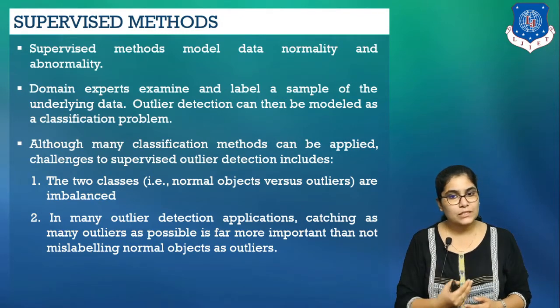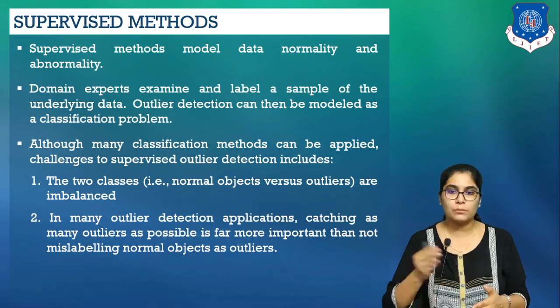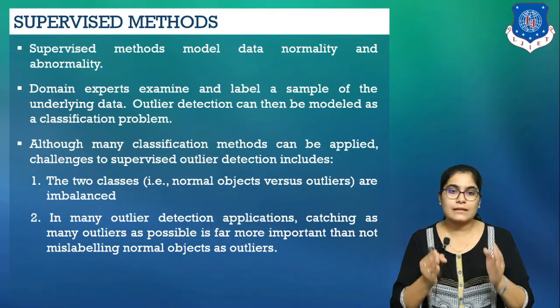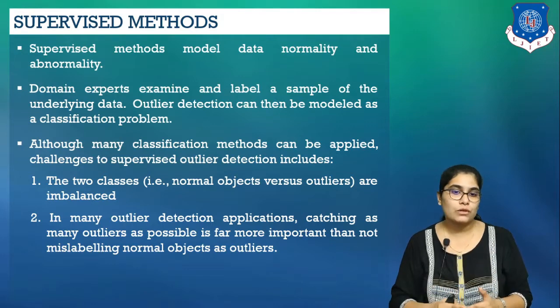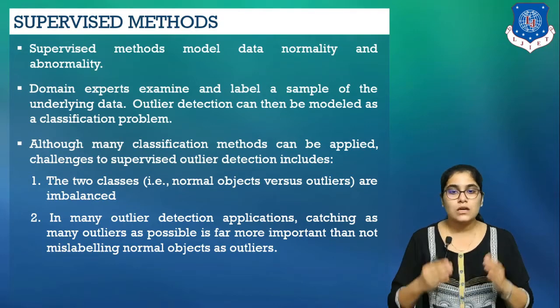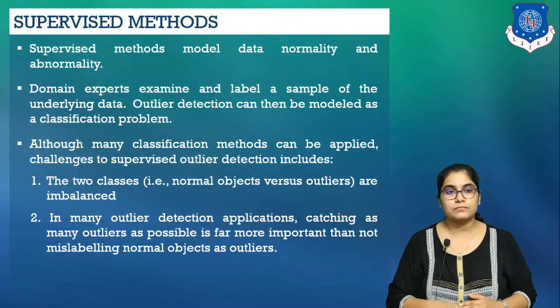In some applications, the experts may label just the normal objects, and any other objects not matching the model of the normal objects are reported as outliers. Other methods model the outliers and treat objects not matching the model of outliers as normal.